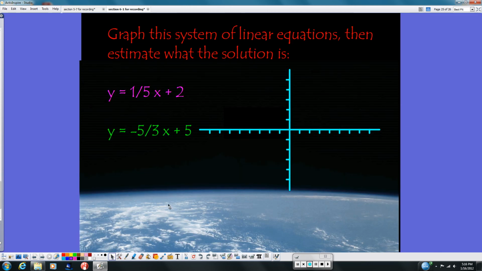One more example, go ahead and graph these two and let's see what we come up with for an intersection point. So our intersection point is here. Now again, since they didn't give me a specific grid, it looks like a little less than 2 and a little more than 2. So 2 point something and 1 point something? I don't know.